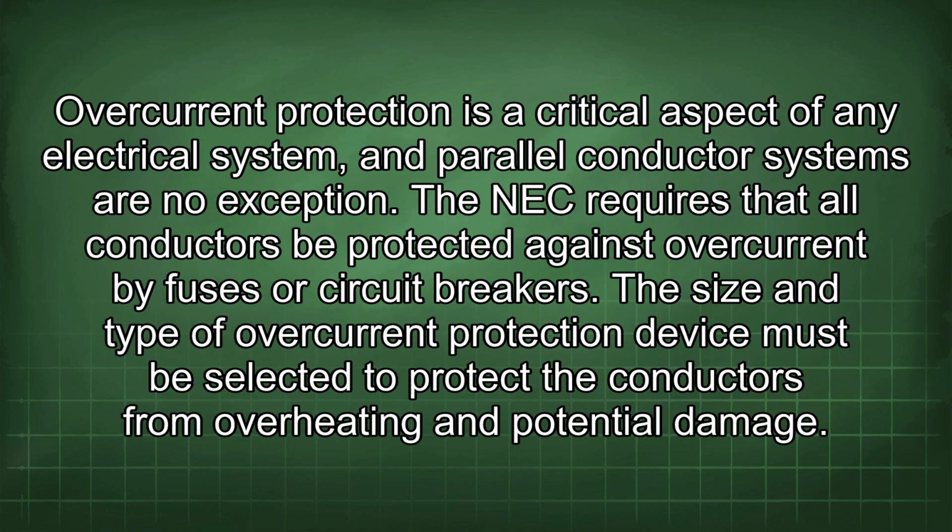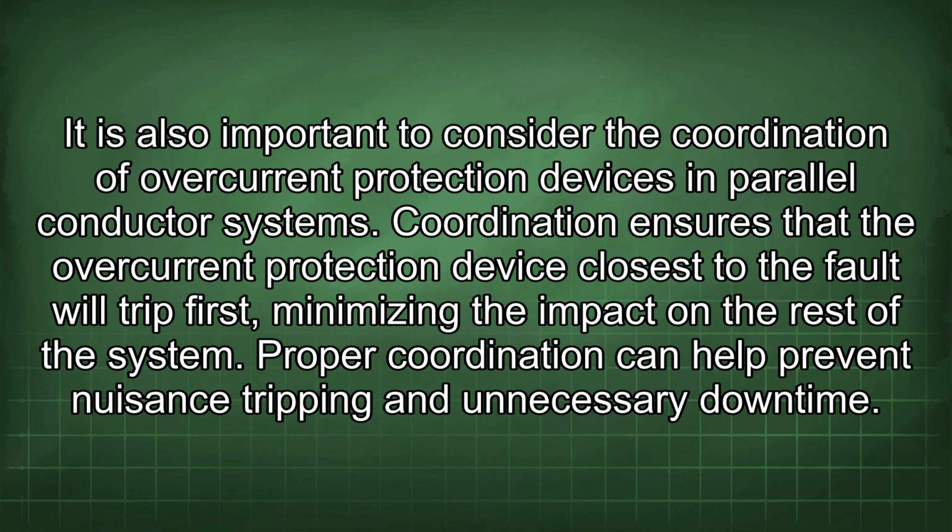Overcurrent protection is a critical aspect of any electrical system, and parallel conductor systems are no exception. The NEC requires that all conductors be protected against overcurrent by fuses or circuit breakers. The size and type of overcurrent protection device must be selected to protect the conductors from overheating and potential damage. It is also important to consider the coordination of overcurrent protection devices in parallel conductor systems. Coordination ensures that the overcurrent protection device closest to the fault will trip first, minimizing the impact on the rest of the system. Proper coordination can help prevent nuisance tripping and unnecessary downtime.